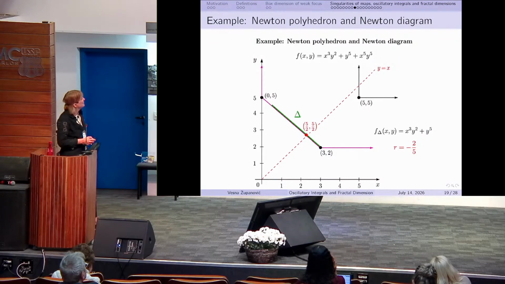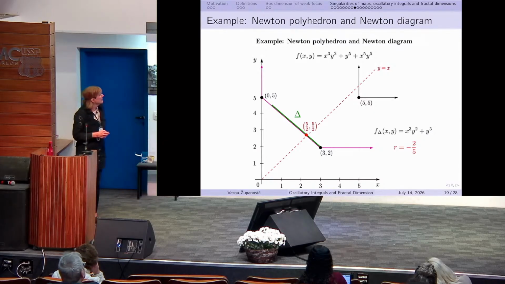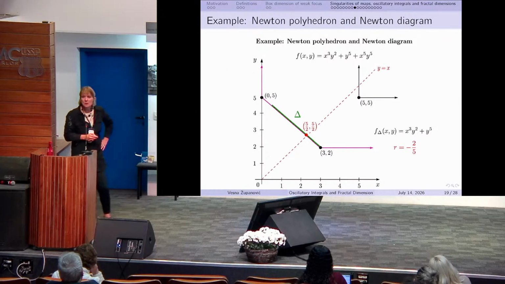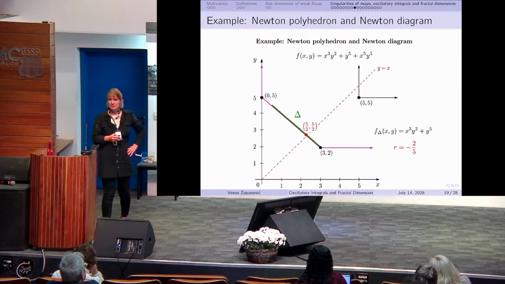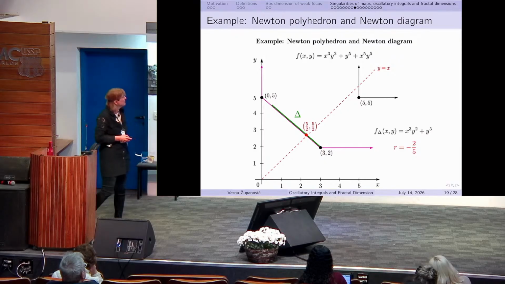It is the Newton polygon for two dimensions; generally it's a polyhedron. And then there is just one compact side, and here there are two non-compact sides or faces. So the Newton diagram consists of this point and this point. It is called the principal part.